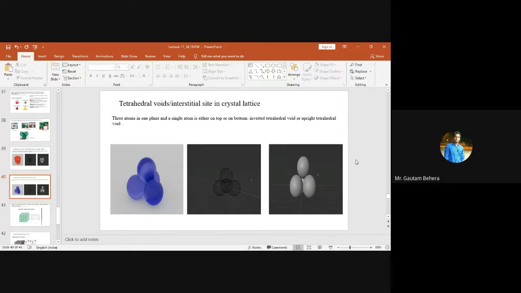Right? You can place an atom. If you take out this atom, you can put it at the bottom also. It will also form a void. The void position will change. If you put the top atom at the bottom position here, the void will be here, right?